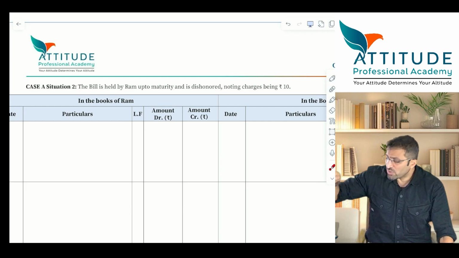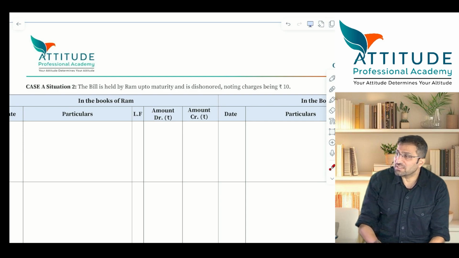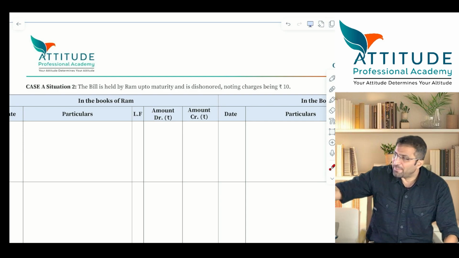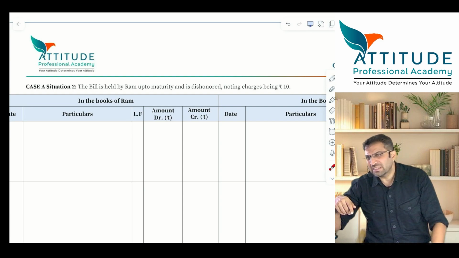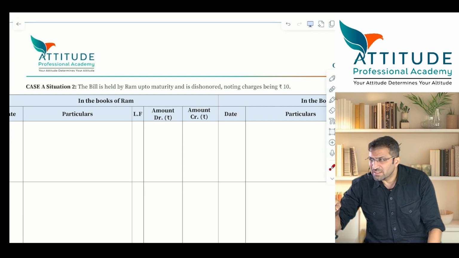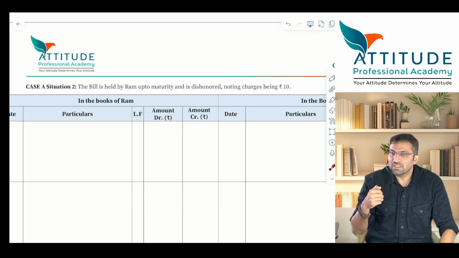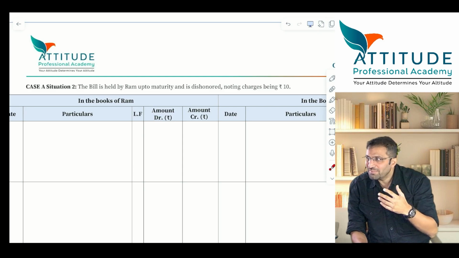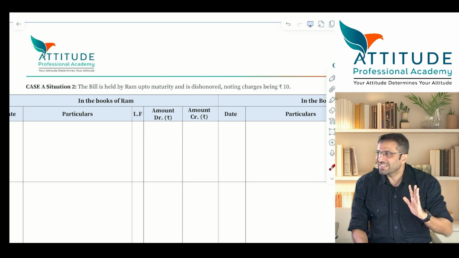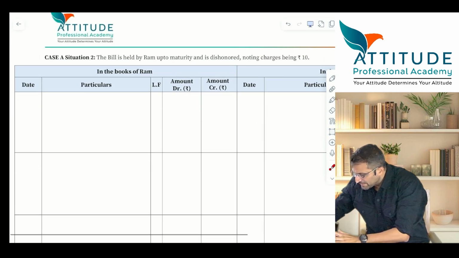Now tell me, these noting charges of 10 rupees, who is going to pay? Who will pay first? You are paying, Ram is paying to whom? The notary public. Yes or no? But tell me, this noting charges, you are paying, you are Ram. But on whose fault? Ravan's fault. Now tell me, will this 10 rupees also be recoverable by Ram from Ravan? Remember that, and accordingly we will pass the entries. Okay? Now you also start passing the entries.